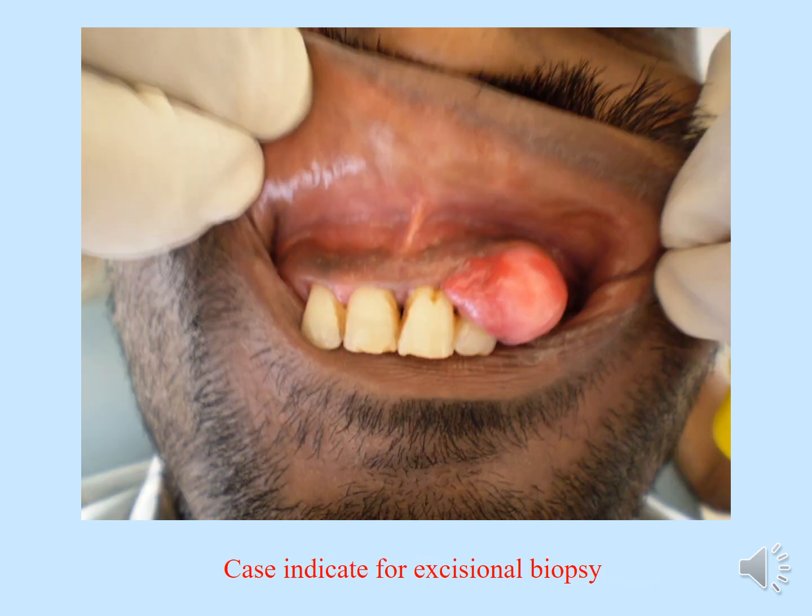Whereas on the other side, you have this lesion here, which is a growth on the gingiva, a small pedunculated growth, well loculated, and less than 2 centimeters in size, and so it is clearly indicative of an excisional biopsy. That means we can take this whole lesion out in one surgical sitting. So this is how you differentiate cases where you need to do incisional biopsies or excisional biopsies.